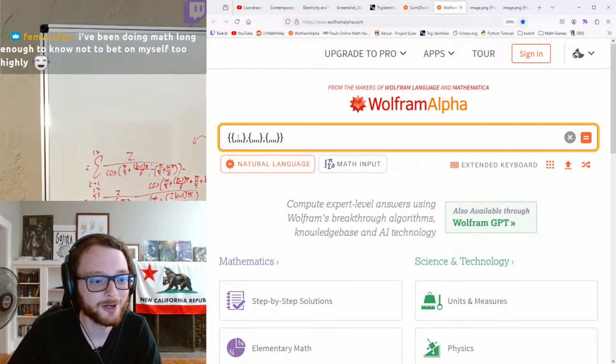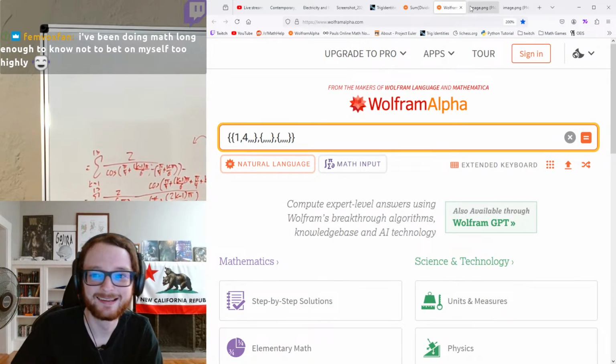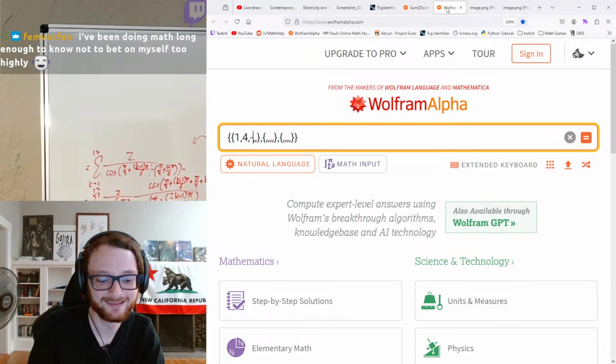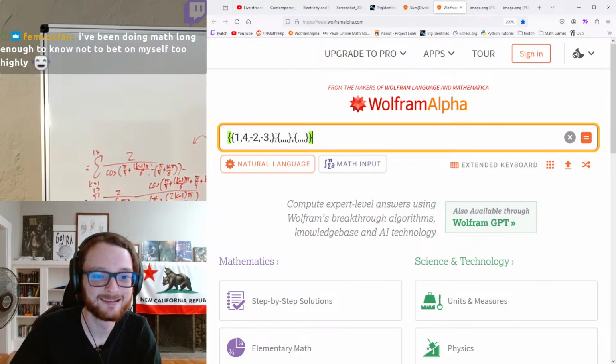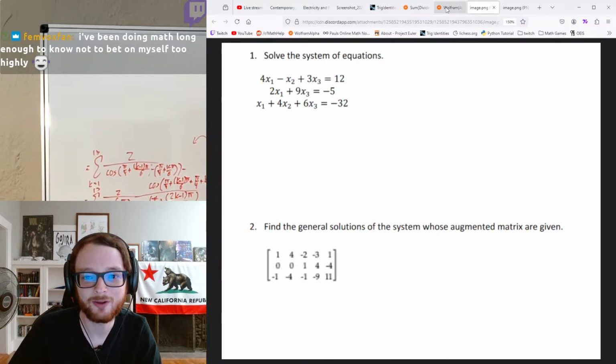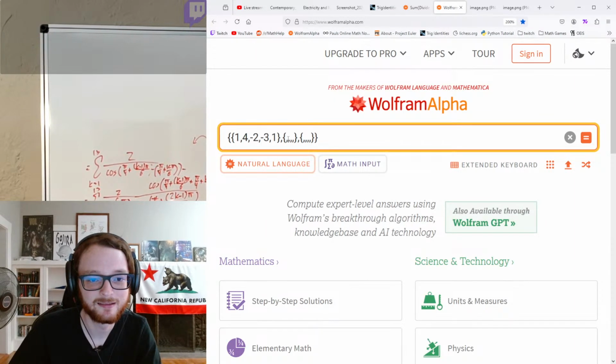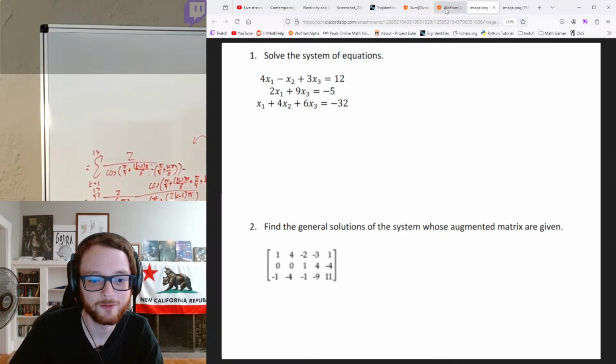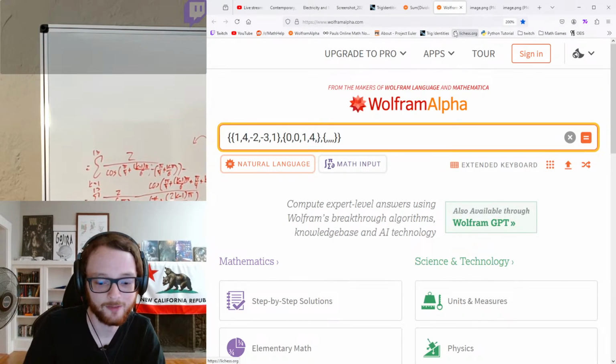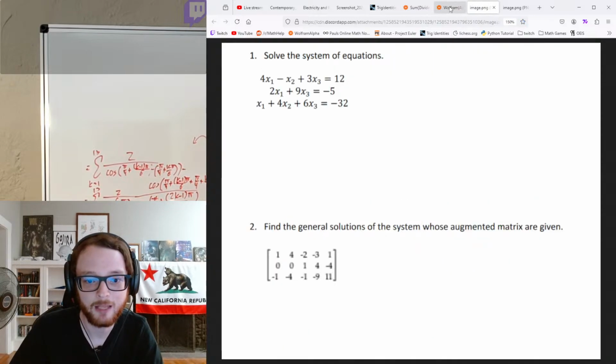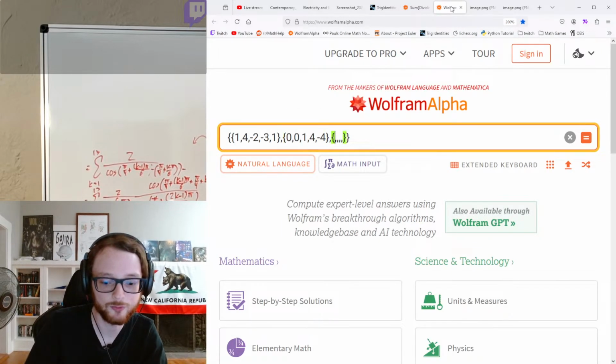Been doing math long enough to know not to bet yourself too highly. Oh, is Wolfram even going to know to do this like an augmented matrix? Do I need to give it as an equation? I'm not going to know how to interpret Wolfram's output for this, I think. There probably is a way to do it well. And it's not going to stop me from still just plainly giving it the matrix and hoping that it gives me the solution anyway.